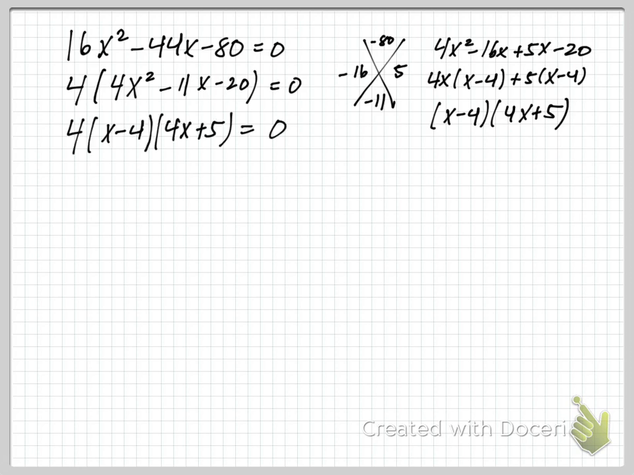So here we go. This factors into x minus 4 and 4x plus 5 equal to 0. So we want to find the zeros here. So we get x equals 4, and then we set this equal to 0, and we get negative 5/4.